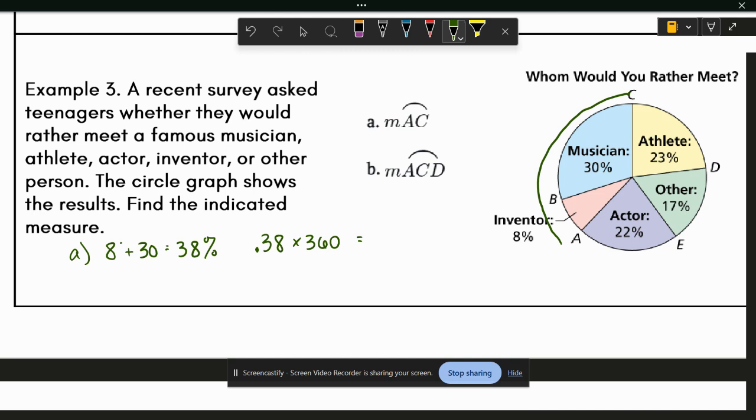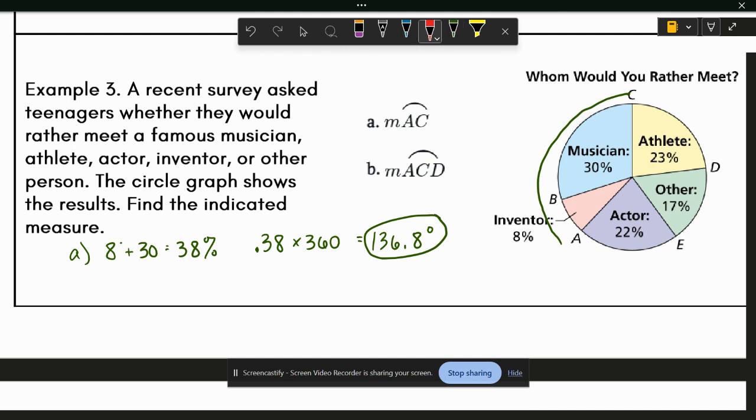So I'm going to get my calculator out for this. 0.38 times 360. And I get 136.8 degrees. Okay. So it's a tiniest bit different than what we've seen. Usually they give us the degree. In this case, they give us a percent, so we have to use that percent out of the whole entire circle.